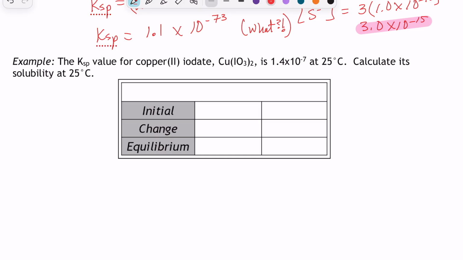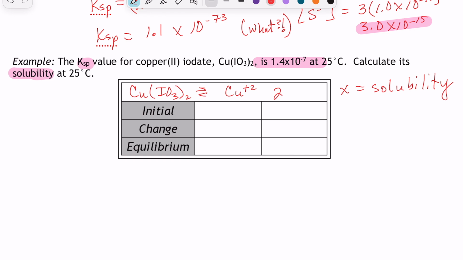Okay, one more here. This time we know the Ksp, okay? And we want to calculate solubility. So this time we are looking for x, because remember, x is the solubility. All right, so we got to start with an ice chart. We have copper iodate, Cu(IO3)2. It's copper 2, so it's got a +2 charge. Iodate, there's 2 of them, and that's a -1. 0 and 0 are the initial conditions, plus x and plus 2x.